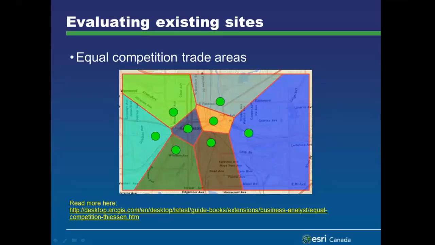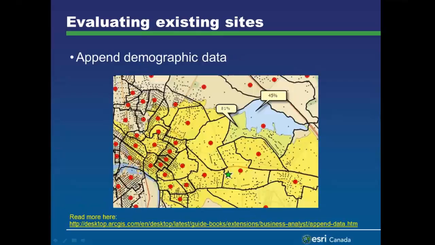This type of trade area assumes that consumers will travel to the closest store or facility. And we're going to use this in our analysis of Chess's existing restaurants. If you're familiar with desktop geoprocessing, the Append Data tool uses the overlay method to extract data from one layer, such as dissemination areas, and aggregate it to a trade area. In this case, it's going to be our equal trade areas.